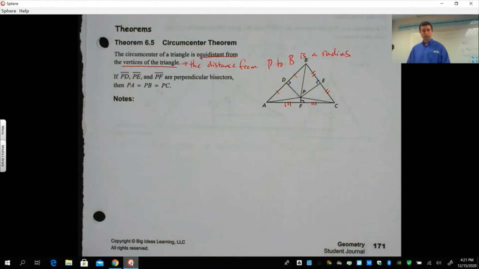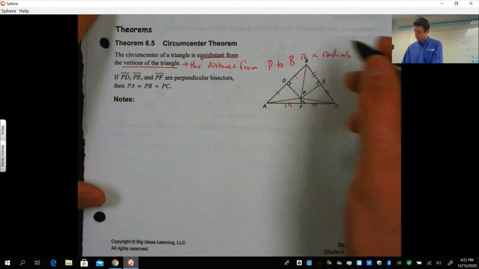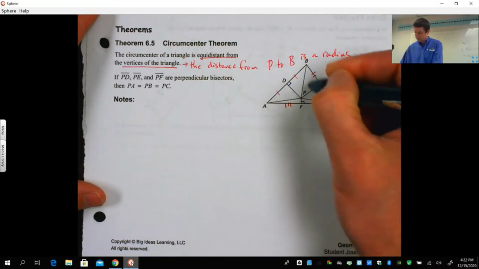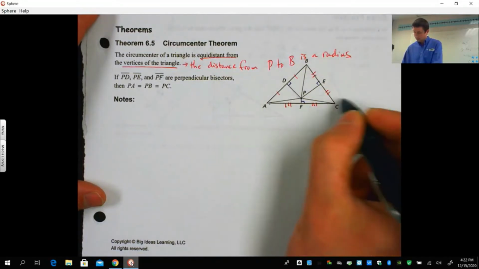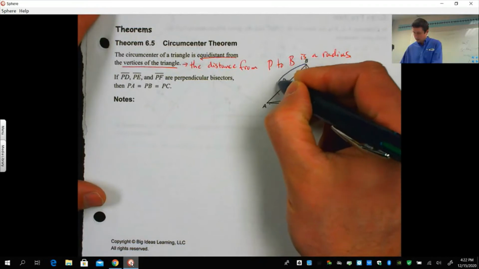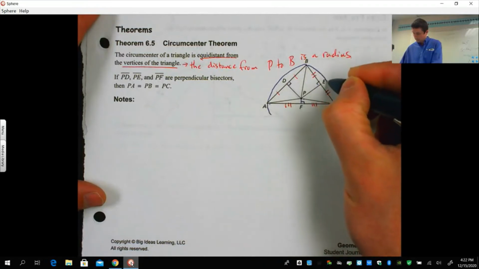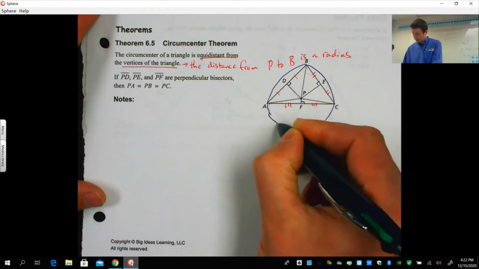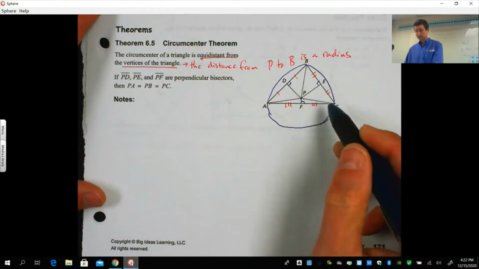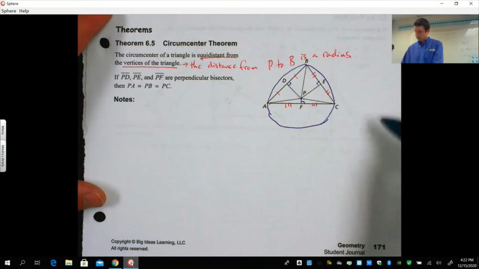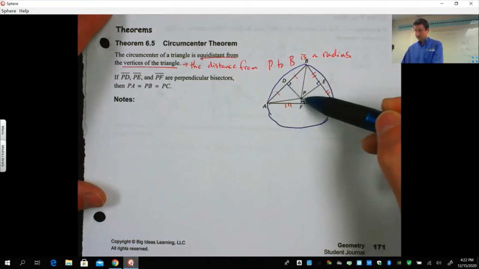If you have a circumference, if you circumscribe something, okay, there's lots of words that go with the prefix circum, like circumscribe, circumference. But what that means is P to B equals P to A, which equals P to C, and you can have a circle. That point P is the center of a circle that goes to the vertices. Okay? So you can draw a circle around there, and that point P is the center of the circle.